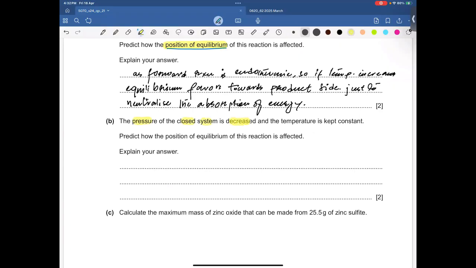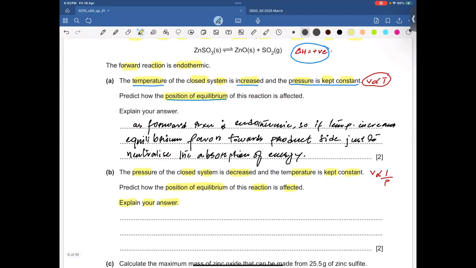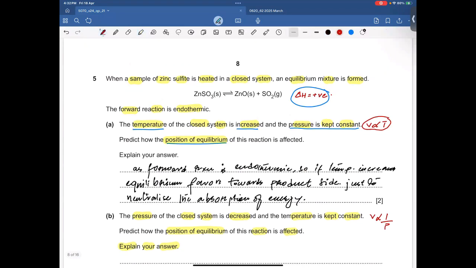Pressure of the closed system is decreased and the temperature is kept constant. So obviously we can apply Boyle's law, which is also called the pressure volume relationship. Since the examiner is looking for the position of equilibrium, it's going to be the easiest one. For pressure, reactants and products have to be in the gaseous state. So I'm going to ignore zinc sulfide because it is solid. I'm going to ignore zinc oxide, because it is also solid. But I'm not going to ignore sulfur dioxide because it is a gas.